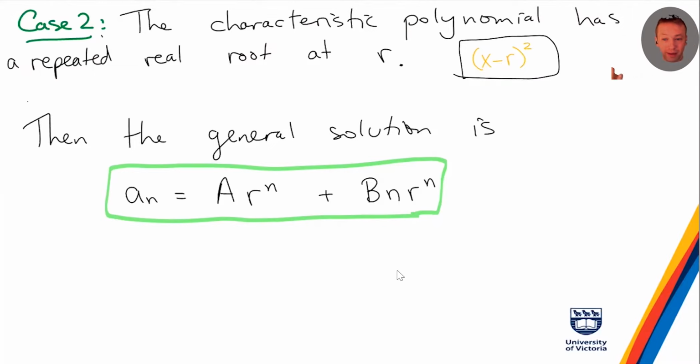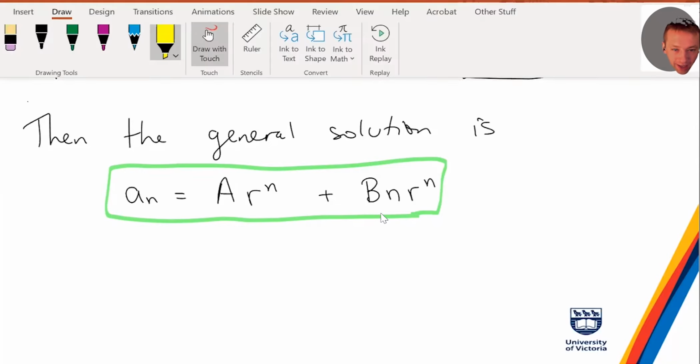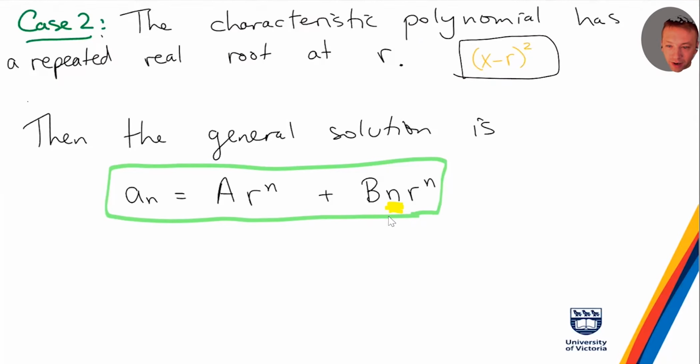So for example, it's like x minus 7 squared or something. Then your general solution is going to look a little bit different. So it's going to be that a_n equals a times r to the n plus b times n r to the n. So this is the part that you should not forget. If you just write b r to the n, things are going to go wrong in most problems that I give you. So you must remember this general solution, that there's an n here.